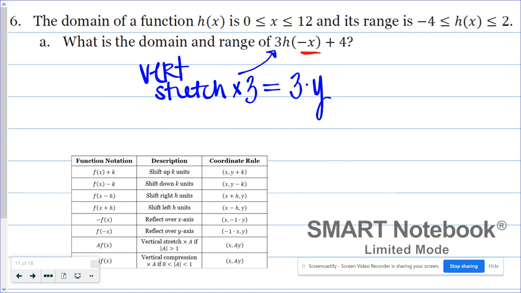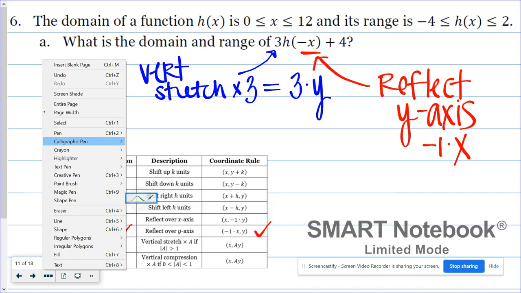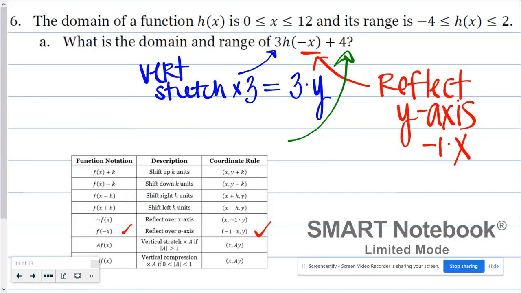The negative inside of my function, when it's on the inside, that's a reflection over the y-axis. And according to my table, that means the x values I'm going to multiply by negative 1. Okay, so I'm going to go negative 1 times x for that. And then I have plus 4. And I know that that plus 4 means it's been moved up 4. And when I move a graph up, my y values will increase by that amount.